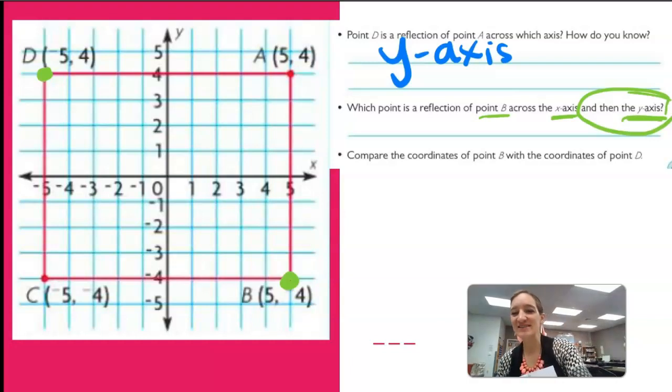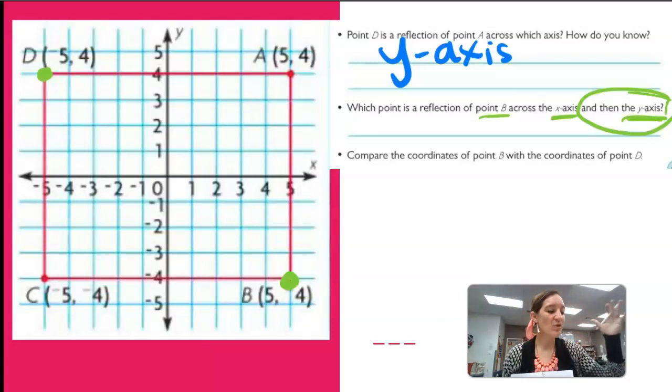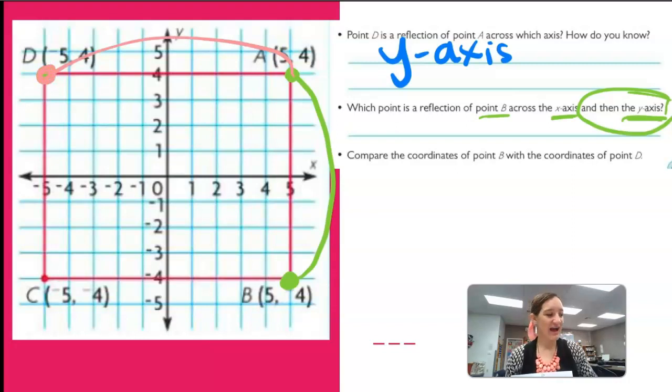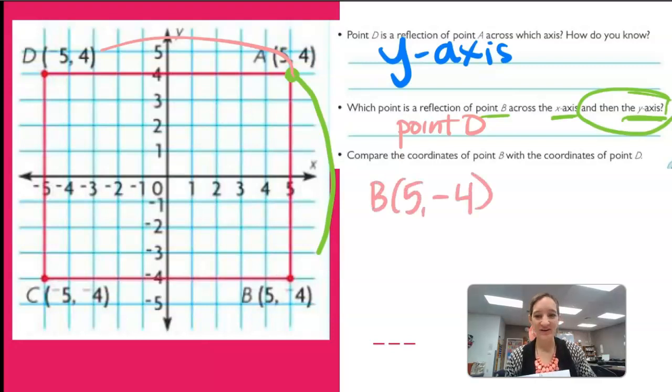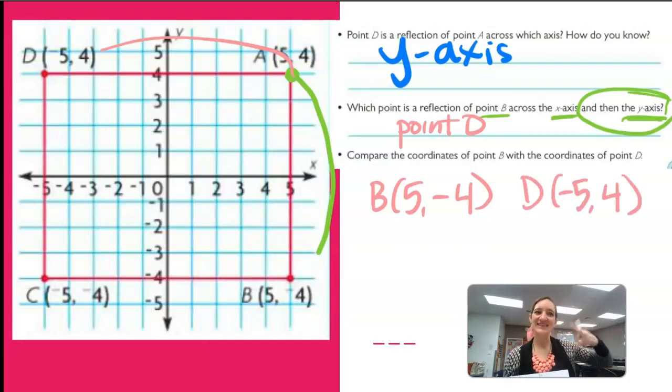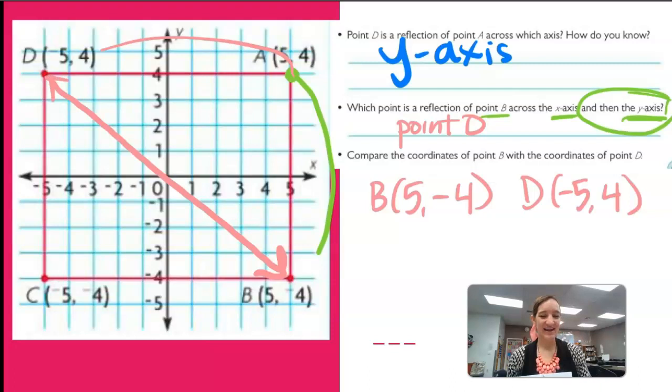Cool. So we first went across the, I just tried to draw on my screen. We first went across the x-axis, and that put us at A, right? And then we went across the y-axis, which put us at D. So we're at point D. That's cool. And here's another cool thing. The next question says, look at the differences between the coordinates. Point B is (5, -4). Point D is (-5, 4). It's like the exact opposite, right? When we go diagonally, we have opposite signs. Instead of negative, positive, down here is positive, negative.